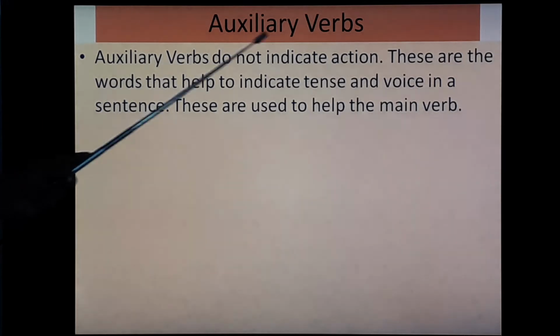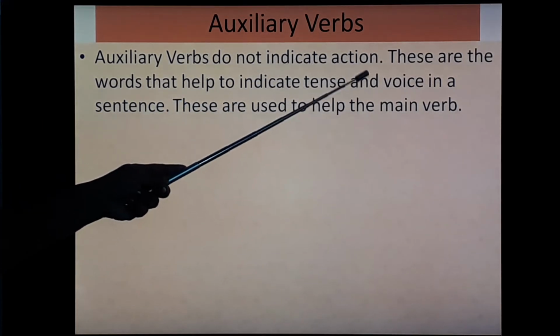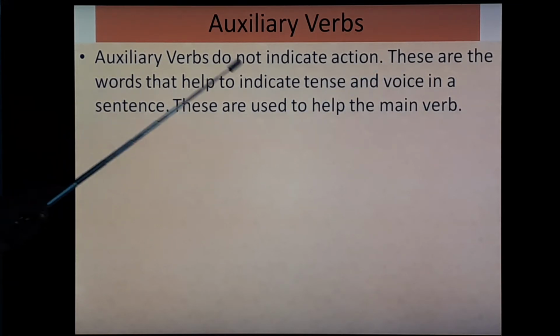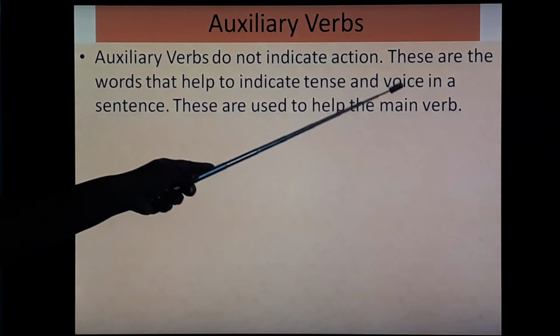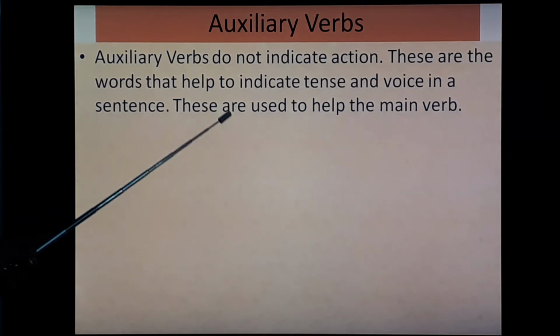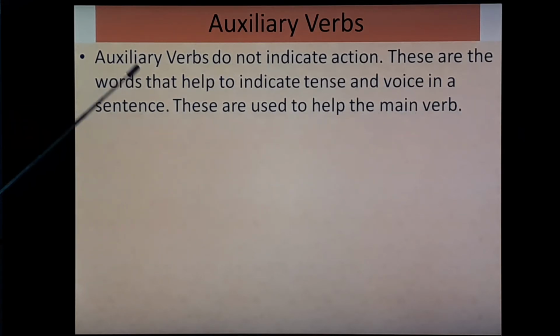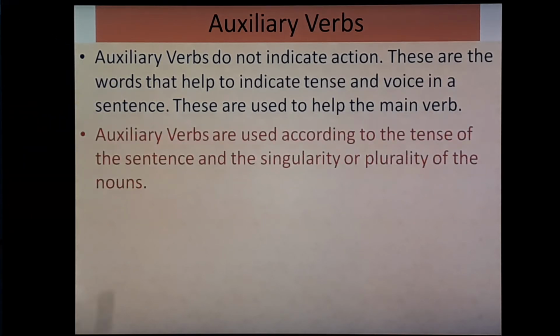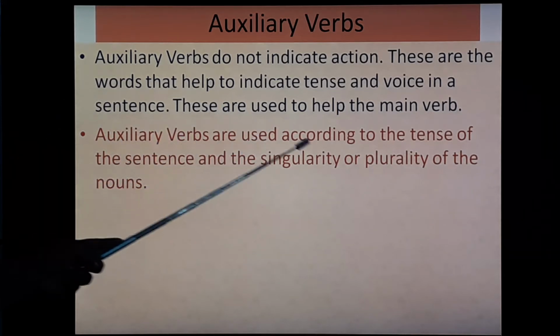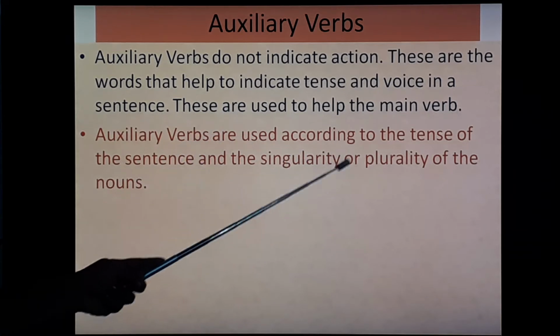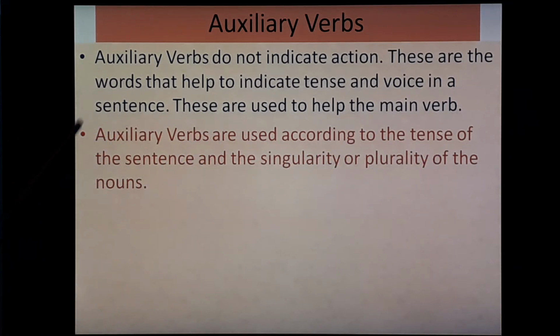Auxiliary verbs do not indicate actions or any tense. These are the words that help to indicate tense and voice in a sentence. These are used to help the main verb, meaning they are helping verbs. They don't show action. Auxiliary verbs are used according to the tense of the sentence and the singularity or plurality of the nouns.